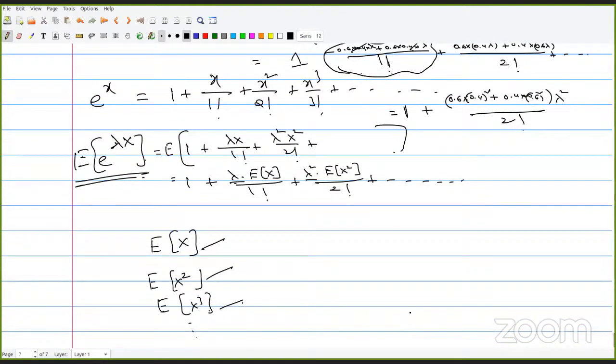This particular moment generating function actually gives us moments. These are called moments. Mean is called one moment. Some say the mean is a population parameter, some say it is actually one moment. And the second moment is called variance, the spread. Second moment is called spread. Depending upon these moments, we actually define our data. That is why these particular things are called moments.